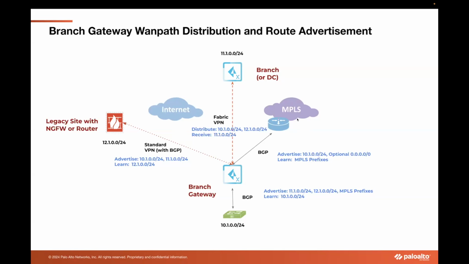Now, whatever routes we learn from the MPLS on the underlay via BGP here will not be sent to the fabric or to the standard VPN.